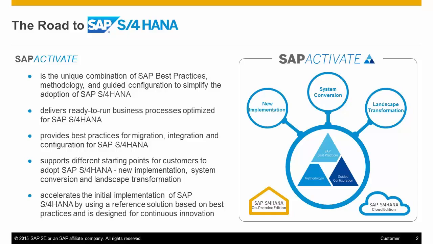With SAP Activate, customers have the choice if they are aiming for a new implementation, a system conversion, or a transformation of a larger landscape. SAP Activate starts with SAP best practices for any implementation and uses a single methodology for all deployment modes: cloud, hybrid, on-premise. Our goal and the goal of SAP Activate is to help customers take advantage of all the power and potential of SAP S/4HANA, tailored to their circumstances and business needs.